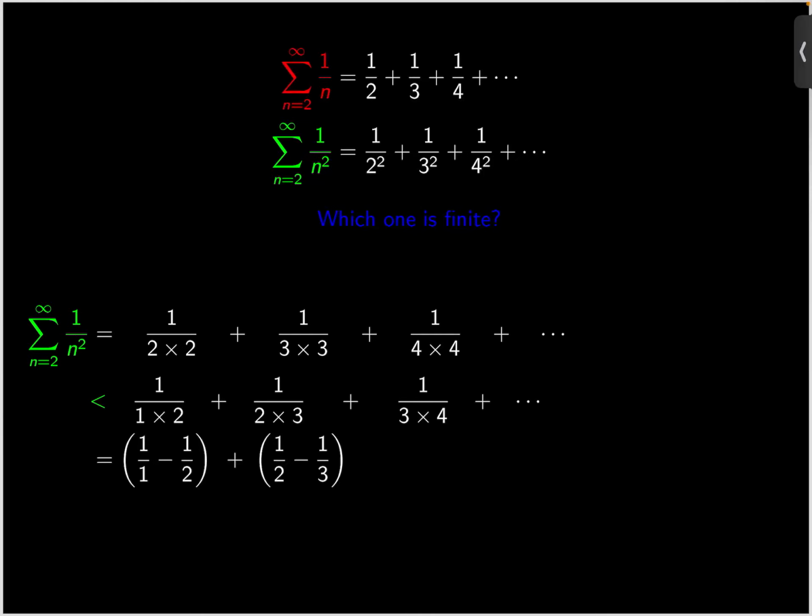And it's also true for the next term. 1 divided by 3 times 4, that's 1/12. That's also the same as a third minus a quarter. And it turns out that you can keep doing this for every single term in this series.